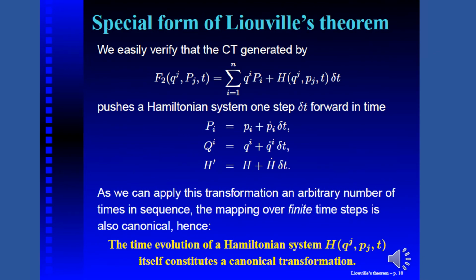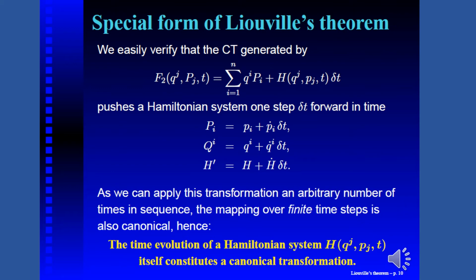Now to solve the special form of Liouville's theorem, we easily verify that the canonical transformation generated by F2 into small qj, capital Pj, t is equal to the summation i equals 1 to n of small qi capital Pi plus capital H into small qj, Pj, t, del t, pushes a Hamiltonian system one step del t forward in time. That is, capital Pi is equal to small pi plus pi dot del t, capital Qi is equal to small qi plus qi dot into del t, and capital H prime is equal to capital H plus H dot del t.